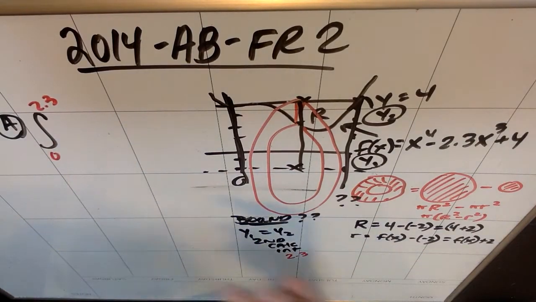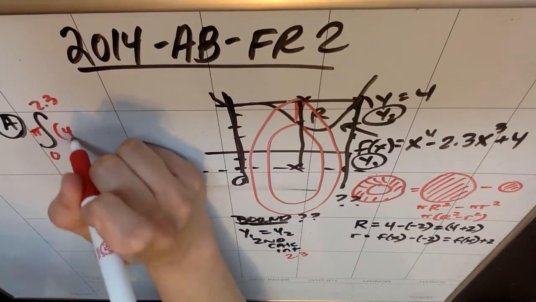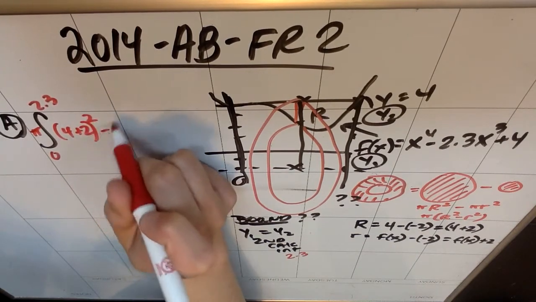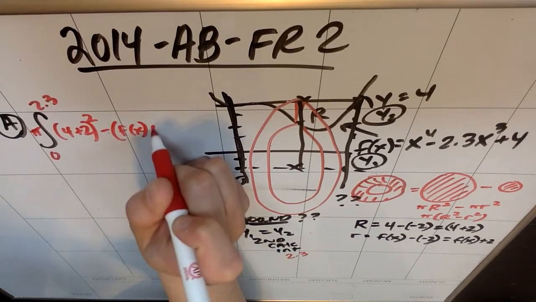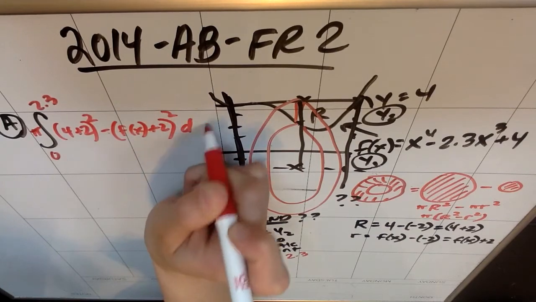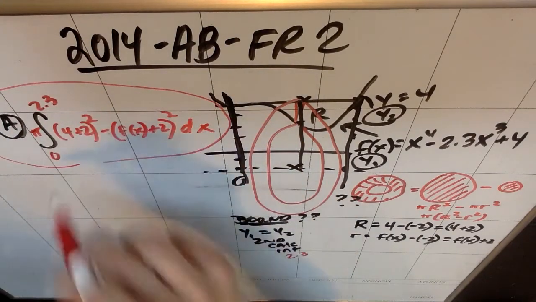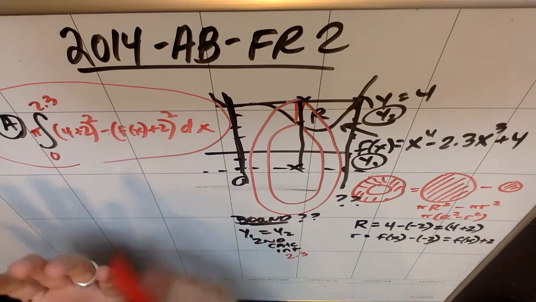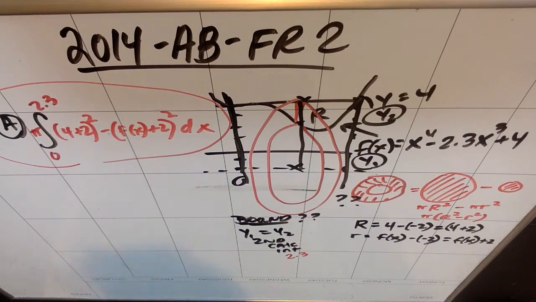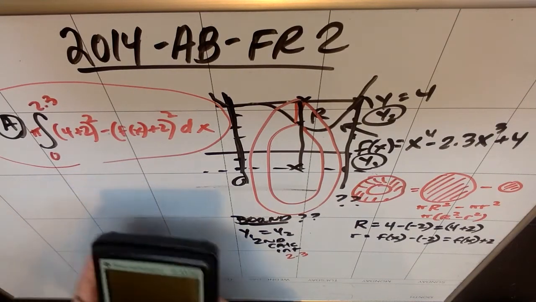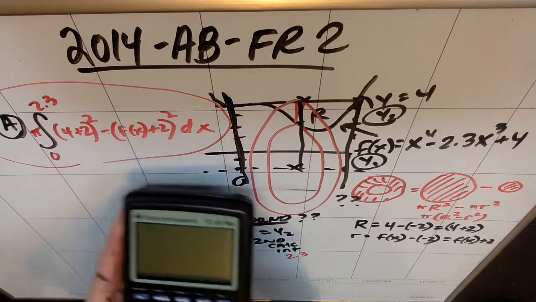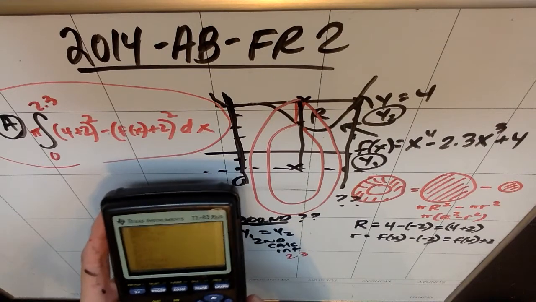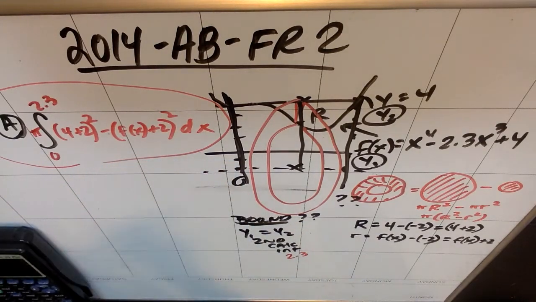So I'm going to integrate from 0 to 2.3 of pi big R squared, so that's 4 plus 2 quantity squared minus little r squared, which is f of x plus 2 quantity squared, with respect to x. This is what the AP needs to see, and then it's your job to find the numerical value that goes with it. You actually get way more points for setting up this integrand than you get for the actual value.